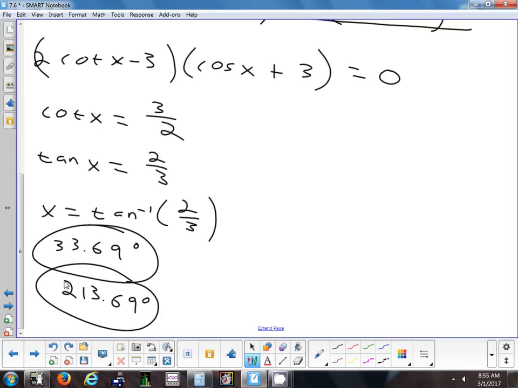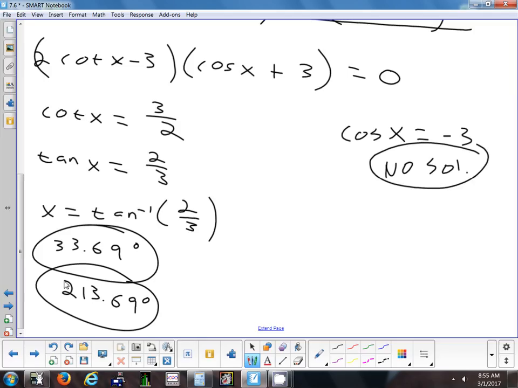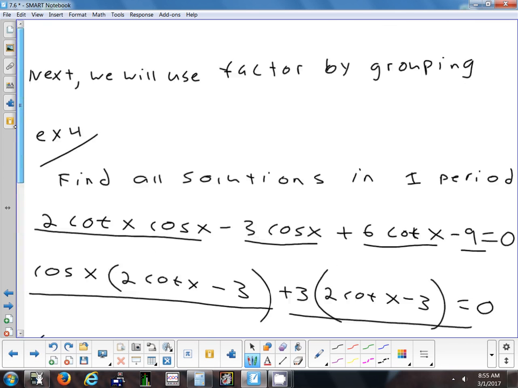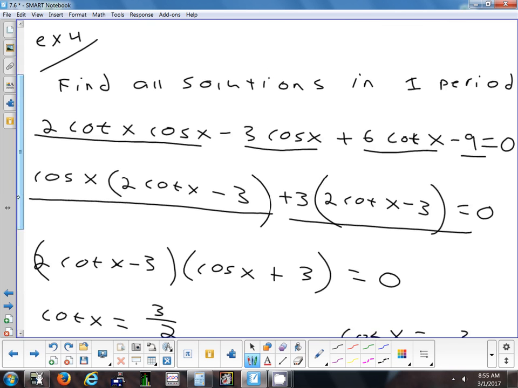Let's look at this one. Cosine x here would equal -3. Can you do that? No. If you set cosine x plus 3 equal to 0, that's a no solution. So we don't have to worry about anything with that. The only thing I want to be careful of is, what did the directions say to do? In one period. So I want to make sure that I am within one period.